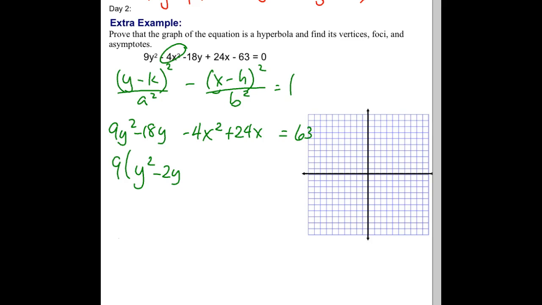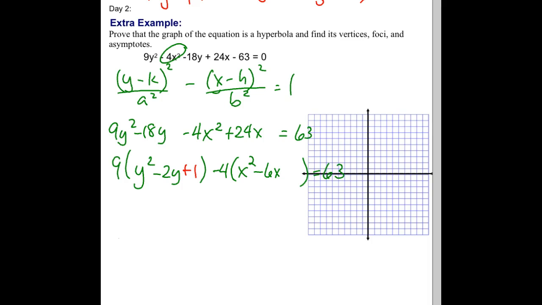Okay, doing the same thing with the x's. We're going to pull that negative 4 out, which leaves me x squared, and then what? Yeah, watch your signs. It would be negative 6x. Yes? Okay. Now we can figure out the missing term. So we take half of this negative 2. Half of negative 2 is negative 1, squared, 1. So I'm going to insert a 1 here to complete that square.